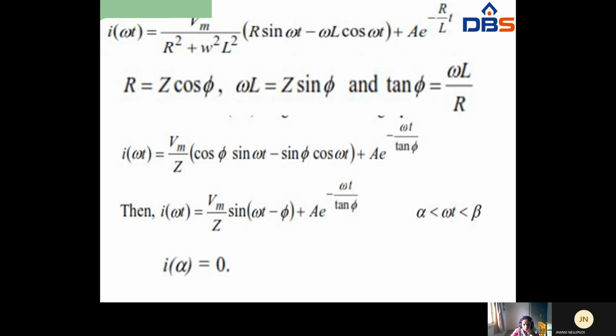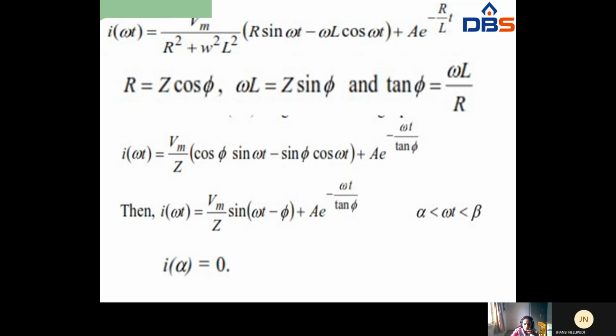Okay. Here R equals Z cos phi, omega L equals Z sin phi, and tan phi equals omega L by R. Okay. So i of omega t equals Vm by Z, and we are substituting these: cos phi sin omega t minus sin phi cos omega t, plus A into e power of minus omega t by tan phi. Then i of omega t equals Vm by Z sin of, so what is the formula? Sin of (A minus B). Here sin (omega t minus phi) plus A into e power of minus omega t by tan phi.